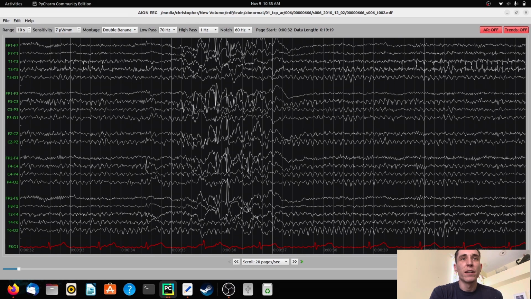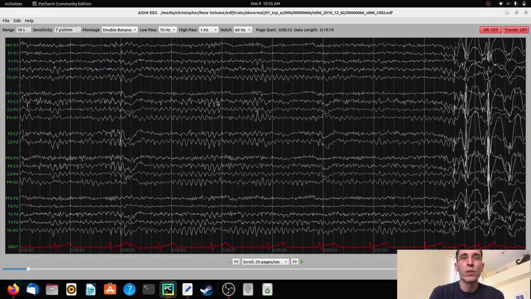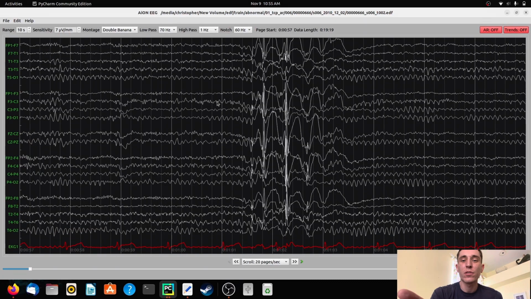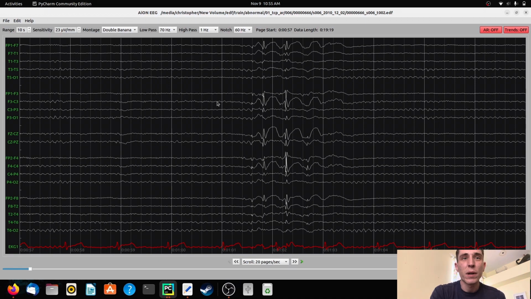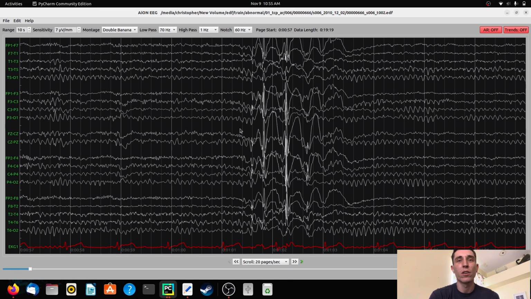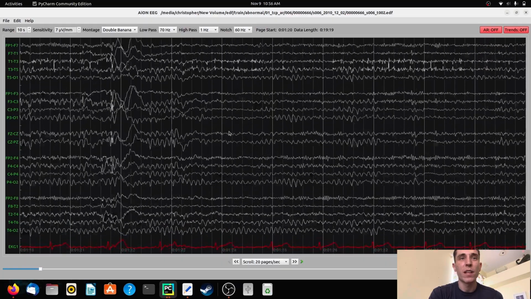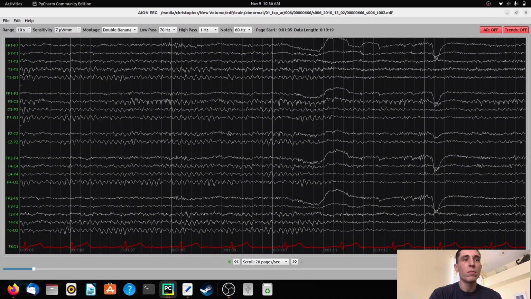Pretty interesting finding, guys. But with all findings on EEG, we want to see if we can reproduce the finding. And if you just scroll a little bit longer, you can see essentially the same spike and slow wave discharges. Now this is true epileptic discharges, which makes sense to be seeing in someone who has already been diagnosed with primary generalized epilepsy.